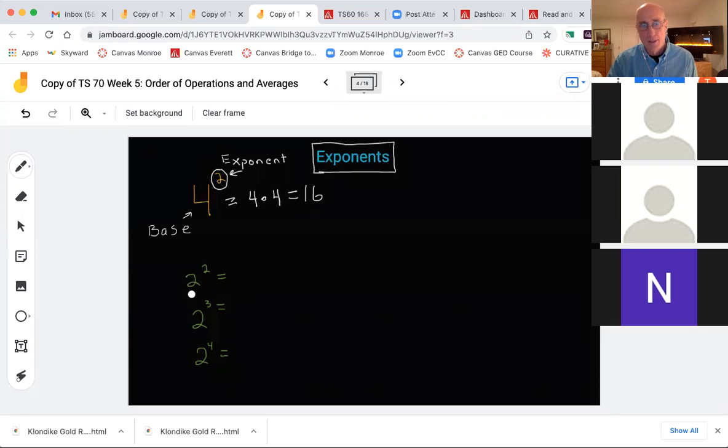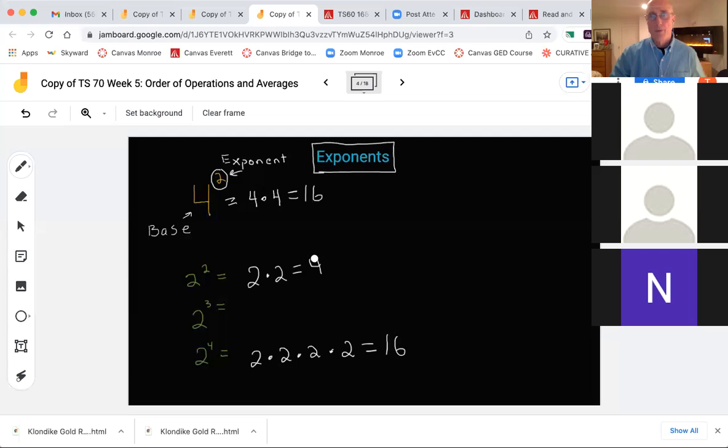In my second example down here, 2 squared, if you want to write this in your notes, that's the 2 and how many times? Twice. So it's 2 times 2, which is 4. 2 squared equals 4. Likewise, in the last one down here, 2 to the 4th is how you would say it out loud. This little 4 is the exponent. It's 2 four times, so it's 2 times 2 times 2 times 2, which equals 4 times 2 is 8 times 2 is 16.